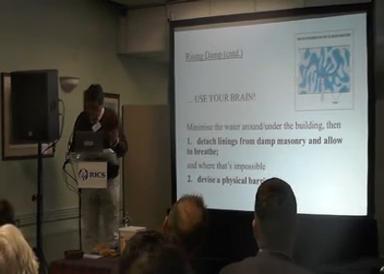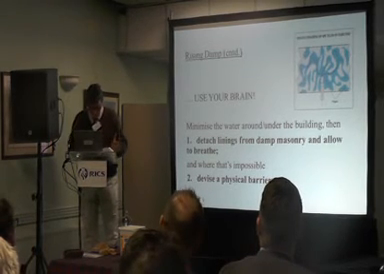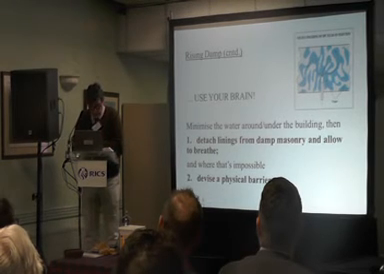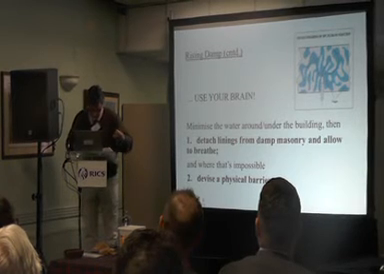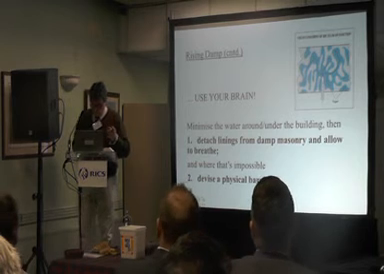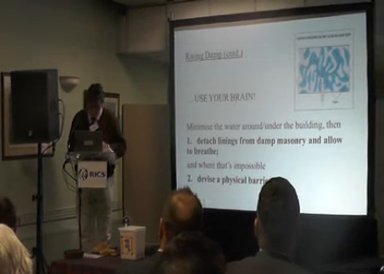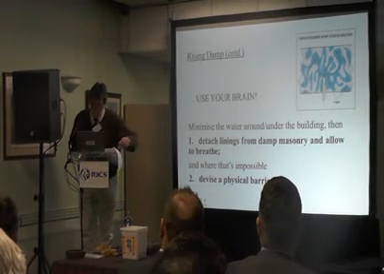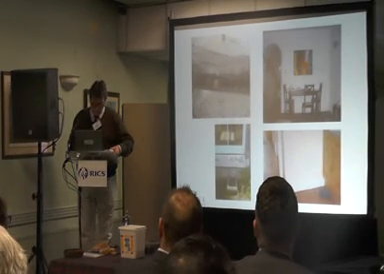If you just use your brain, if you have a damp building, minimise the water around and under the building, and then detach the linings from the damp masonry and allow the masonry to breathe. A little bit of water in your own environment inside the building is not going to hurt you. I'll come to condensation in a minute. Where that's not possible, you have to devise a physical barrier. There's lots of ways to devise a physical barrier, and it would take too long to go into them, but just bear that in mind. The other methods don't work.